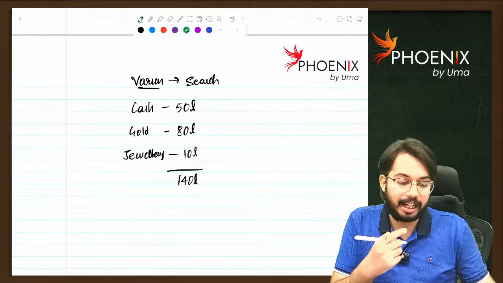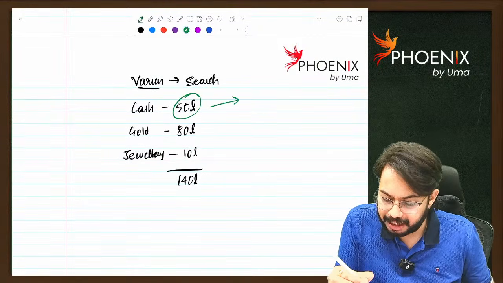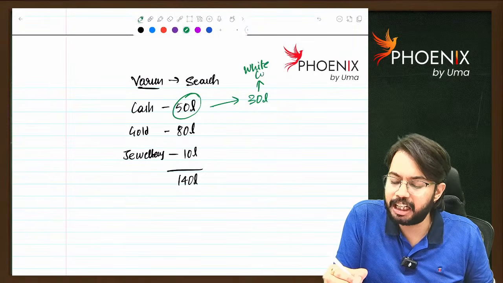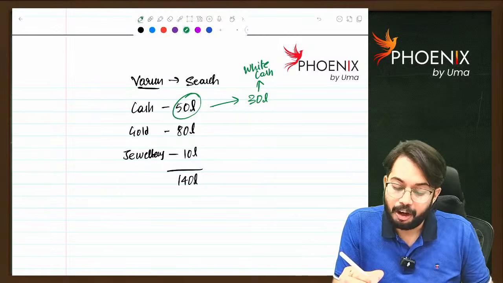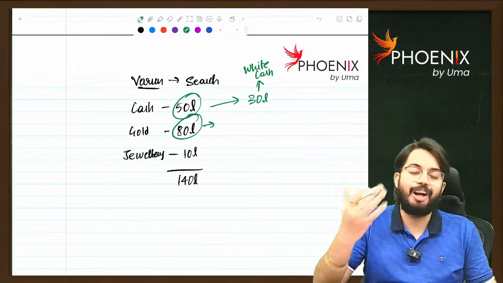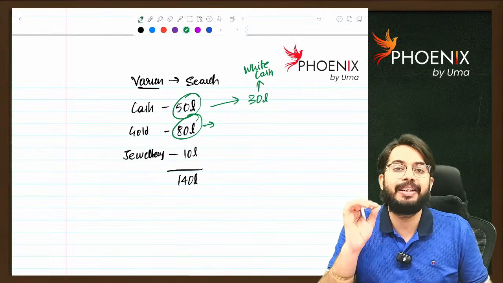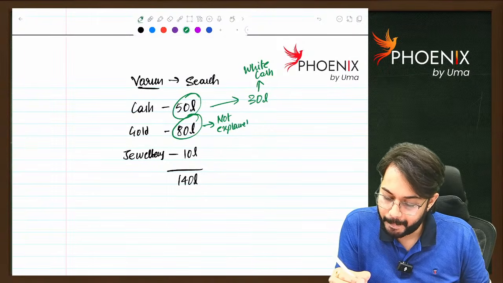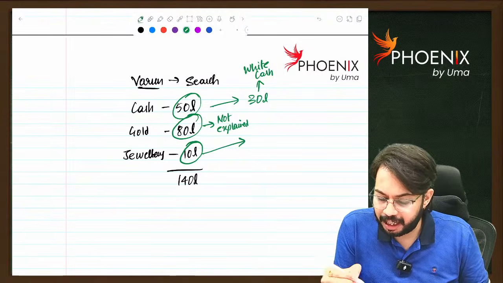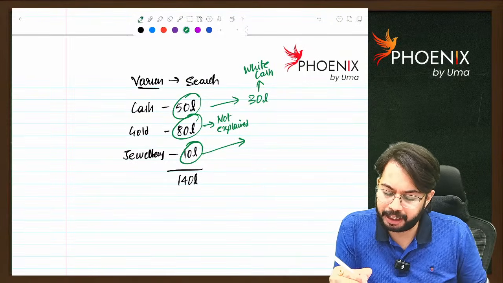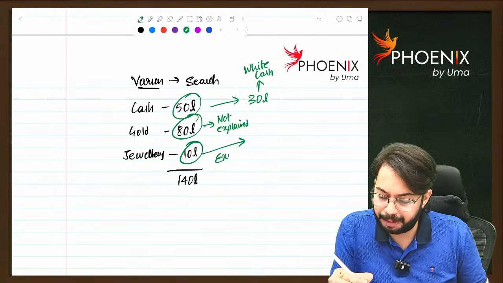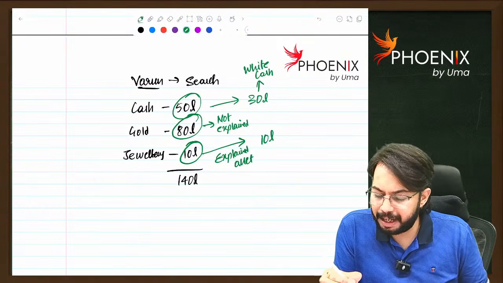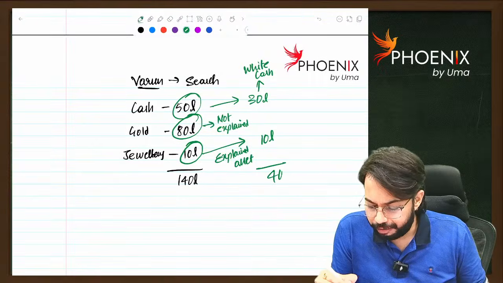Out of 140 lakhs worth of assets, out of 50 lakhs cash, 30 lakhs is white cash. White cash means what? It is explained asset. Whatever gold is there, it is not explained. Entire gold they purchased with cash, not explained. And the 10 lakhs jewelry is also purchased officially. This is also explained asset. So how much is my white money? My white money is only 40 lakh rupees.